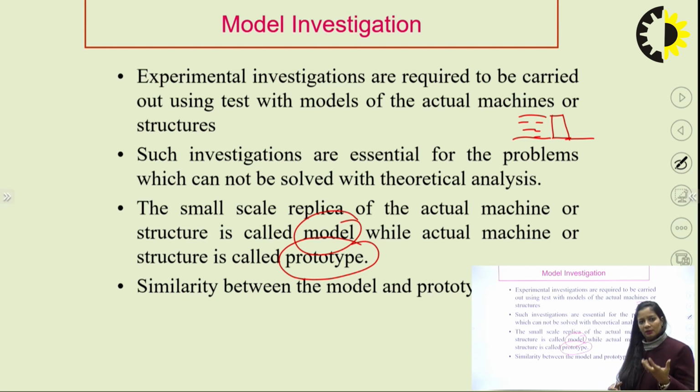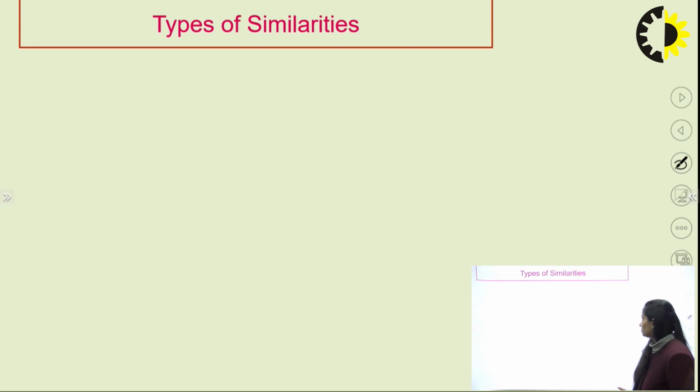So we build a model of that particular prototype and do analysis. Okay. So similarity between model and prototype we are going to discuss. See, whenever we build any model from a prototype, we need to keep in mind that there should be some similarity between model and prototype. So what kind of similarities are there, and how we are going to apply them by using different dimensionless numbers, we are going to discuss in this particular chapter.